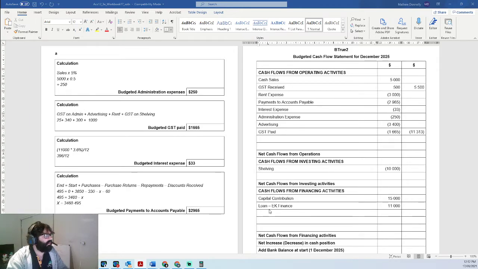All right, so we got loan 11,000. There was no mention of repayments. So they only had the interest. They didn't have anything on repayments. Did they have anything on repayments?